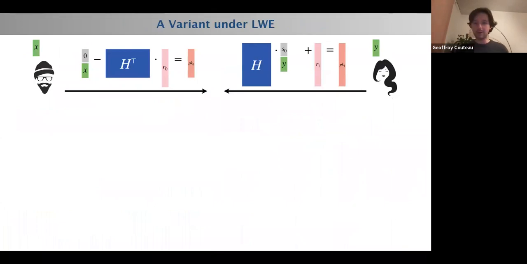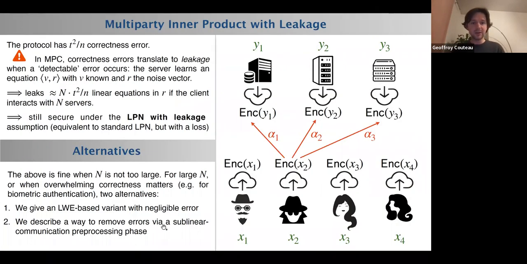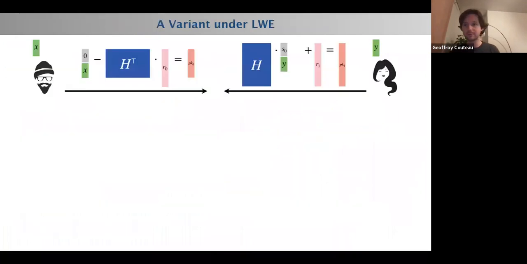Let me just state also that this preprocessing phase adds more interaction. So it's not fully non-interactive anymore, but it's independent of the inputs. So this interaction only takes place ahead of time. And the amount of communication and computation there is also logarithmic in the input size. So it's a very small amount of communication and computation for the preprocessing. And then everything is local work in the online non-interactive phase. So it's still quite interesting.